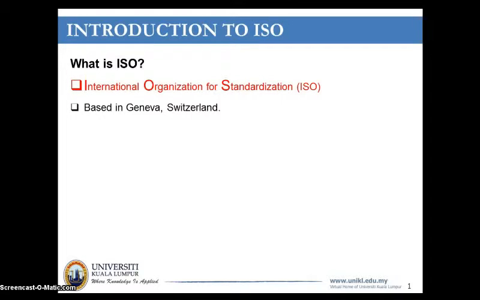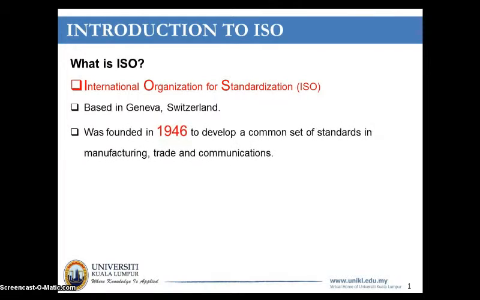The word ISO is also used for a standard, a book reference. These organizations are based in Geneva, Switzerland, and this organization was founded in 1946 with the objective to develop a common set of standards in the manufacturing, trade, and communication industries.